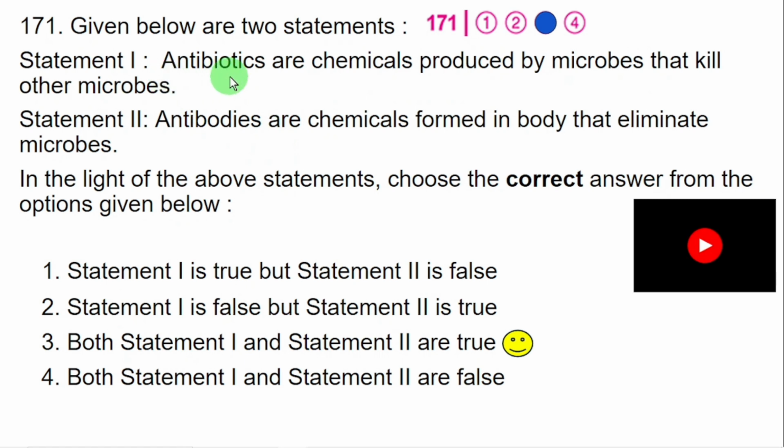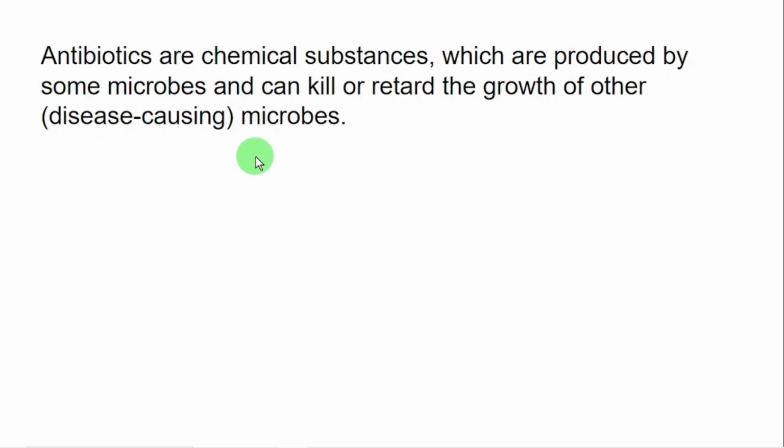So antibiotics is discussed in the chapter of class 12, Microbes in Human Welfare. And this is from a different chapter, which is Human Health and Diseases. So let's understand one by one. Antibiotics are chemical substances which are produced by some microbes and kill or retard growth of other microbes. So this point is very important, the other microbes. Now see, microorganisms include bacteria, it also includes fungi.